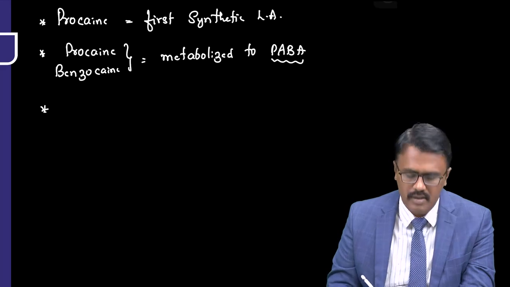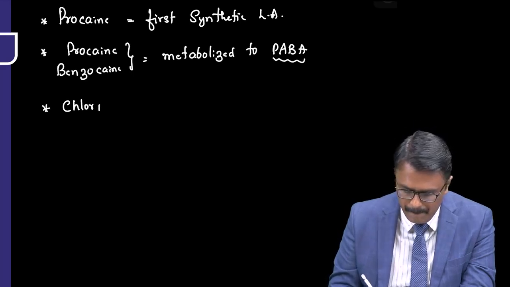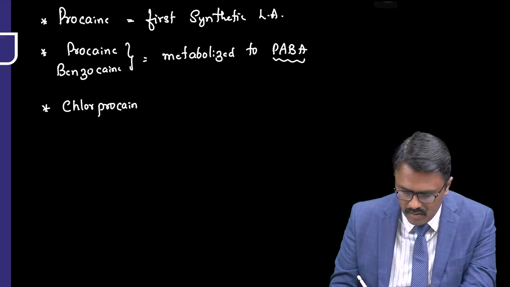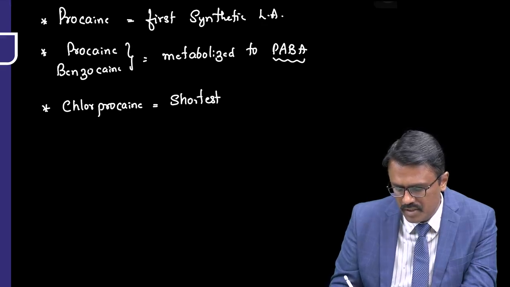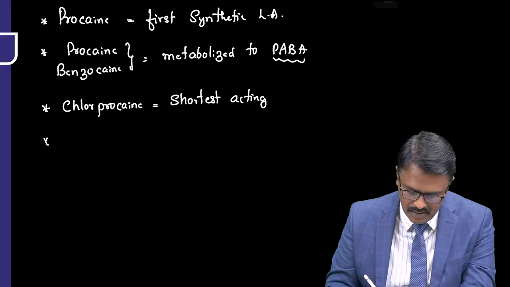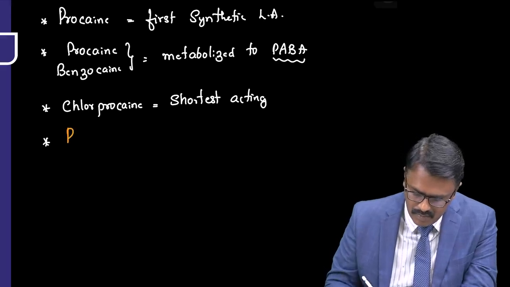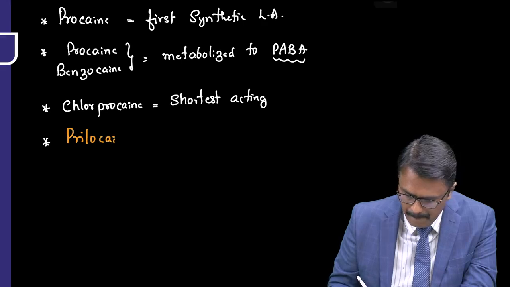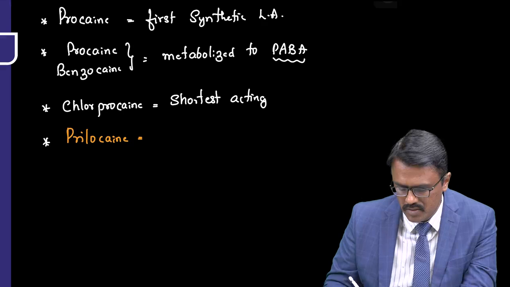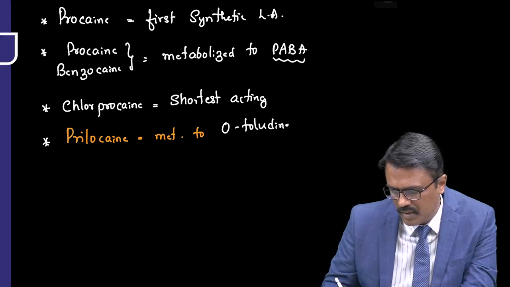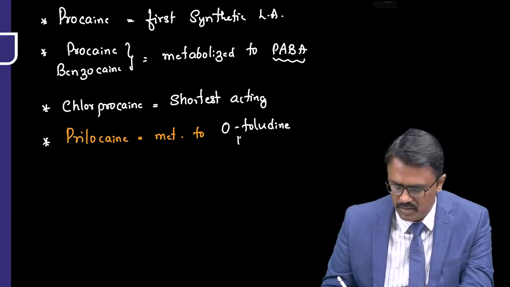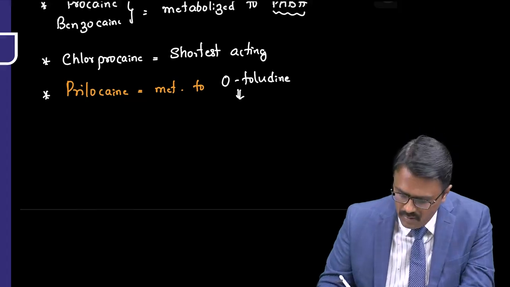Then we have another drug called chlorprocaine. It is one of the shortest acting local anesthetics, that is its specialty. Then we have prilocaine. Prilocaine is metabolized to a compound called O-toluidine. Now why should I know this, sir? This is going to contribute to causing methemoglobinemia.